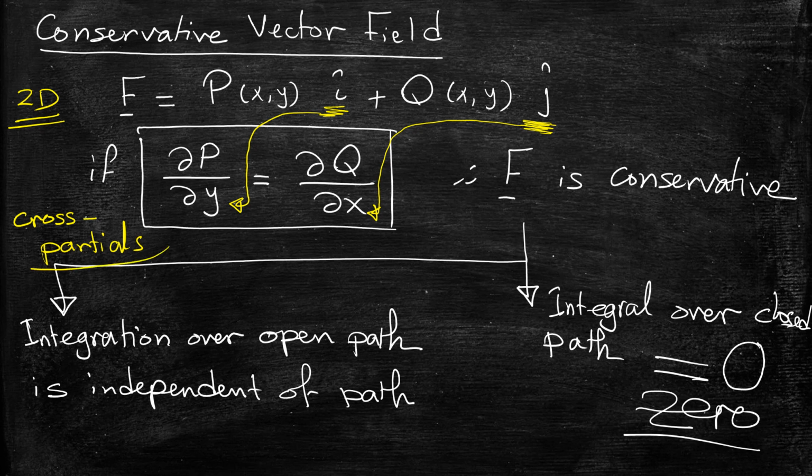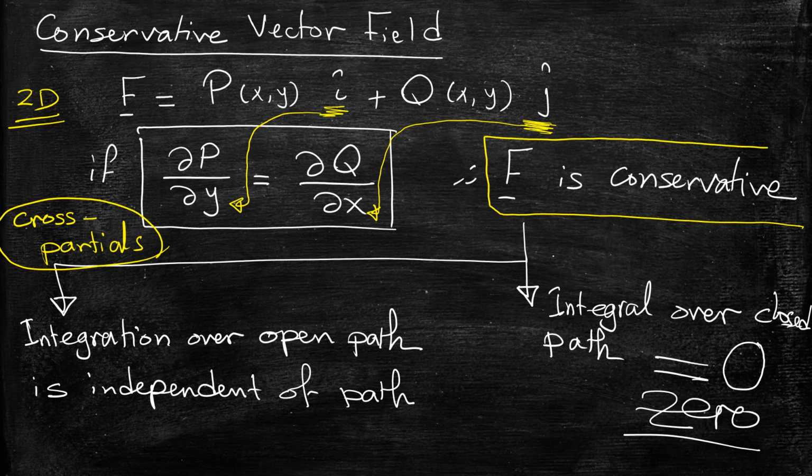So cross partials means the function in the x direction will be partially derived with respect to y, and the other part of the vector, which is in the y direction, will be partially derived with respect to x. And if both cross partials are equal, then this field or this vector, whatever it represents, is called a conservative field, or conservative force. Again, it depends on what physical value this vector represents.